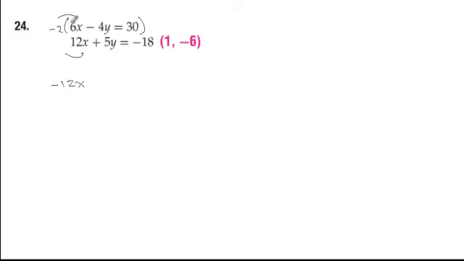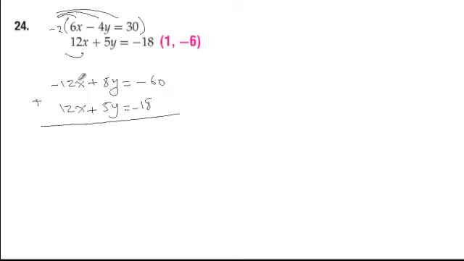So they match together, so we can eliminate them and get their sum 0. But we cannot multiply only this. We have to multiply this, and we have to multiply the other one. So minus 2 times minus 4, you get plus 8y equals minus 2 times 30, which is minus 60. Let's write the second equation as it is: 12x plus 5y equals minus 18. Now we add both equations together. So 12 and minus 12, you get 0. 8 plus 5 is 13y equals minus 60 and minus 18, you get minus 78. Right? Minus 60 and minus 18, minus 78.